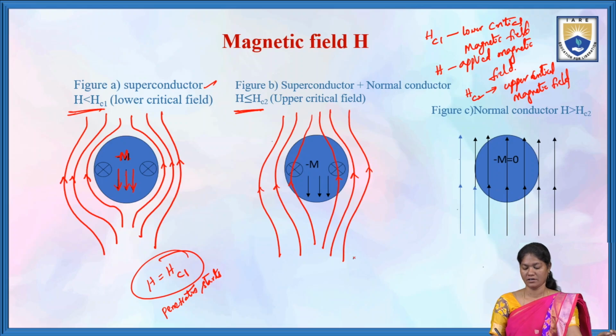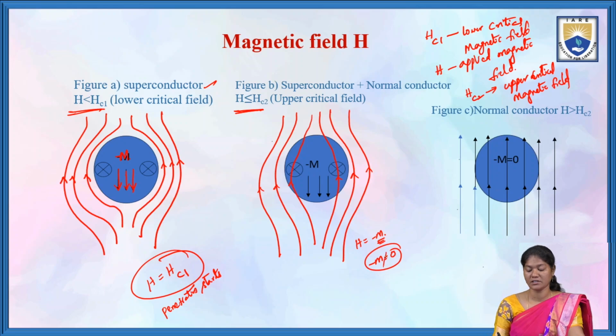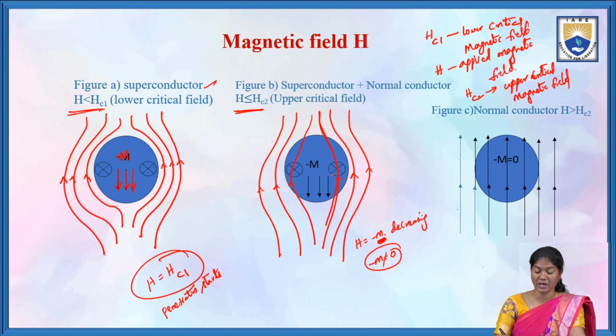As here H is equal to minus M, but this minus M is not equal to 0. The minus M opposing magnetic field is weaker. That is, the opposing magnetization is decreasing, goes on decreasing, so that some magnetic lines are passing at the end of the superconductor.